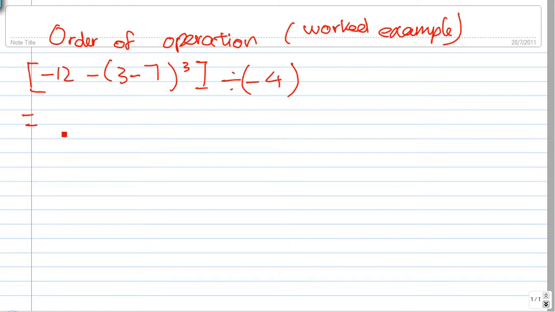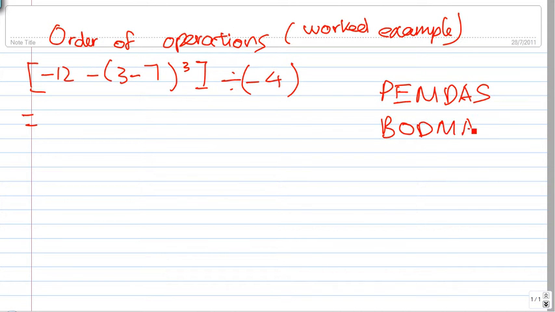Alright, let's look at a worked example of order of operations. Some people know it as PEMDAS, and some people know it as BODMAS. Basically, what this means is we do the brackets first, followed by division or multiplication, and then add or subtract.